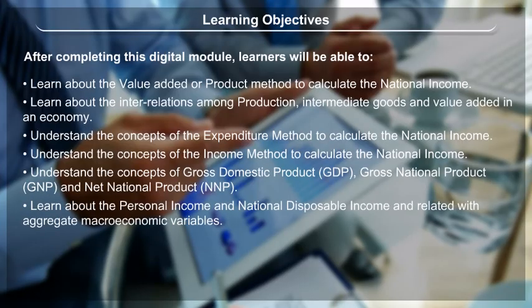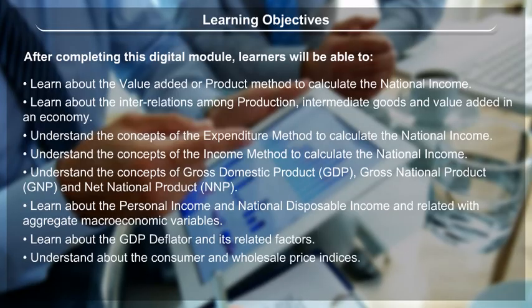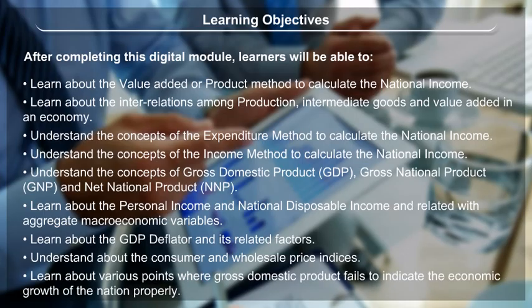Learn about the personal income and national disposable income and how they relate to aggregate macroeconomic variables. Learn about the GDP deflator and its related factors. Understand the consumer and wholesale price indices. Learn about various points where gross domestic product fails to indicate the economic growth of the nation properly.